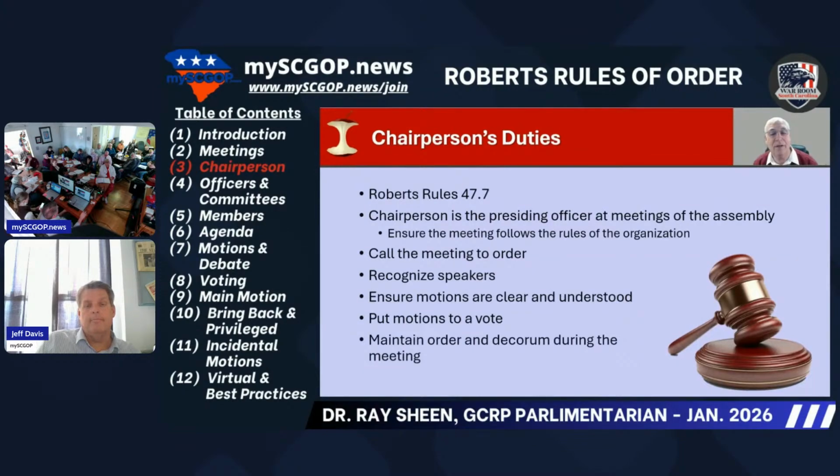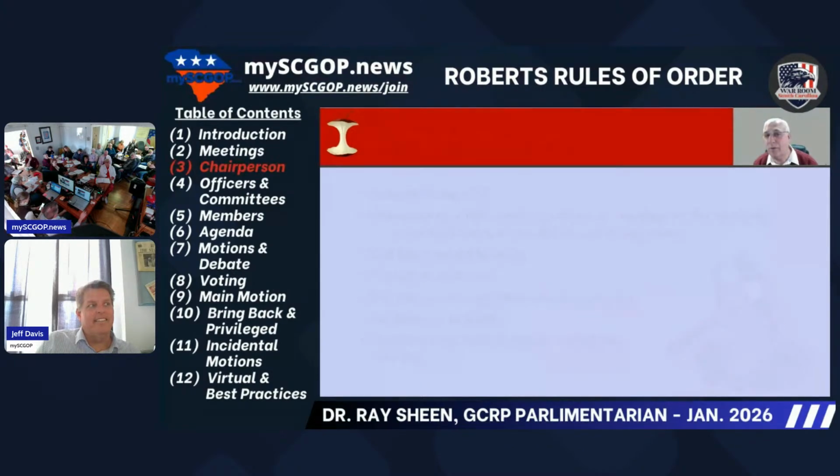That means that they ensure that the body is following Robert's Rules for debate. They ensure every member has an opportunity to voice their opinion. So they're ensuring that the meeting stays on track and there's an orderly debate. Let's talk a little bit about what they do during the meeting.